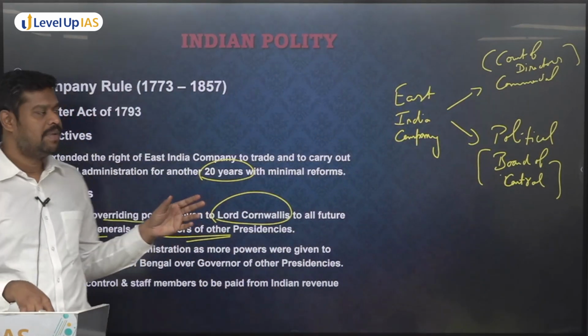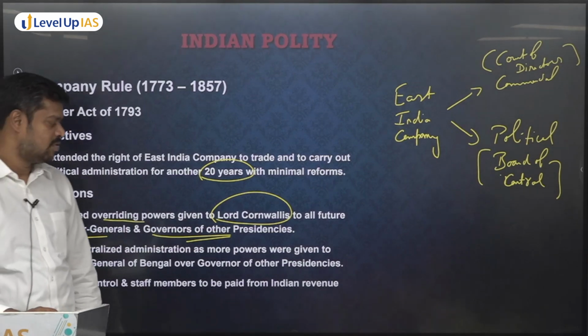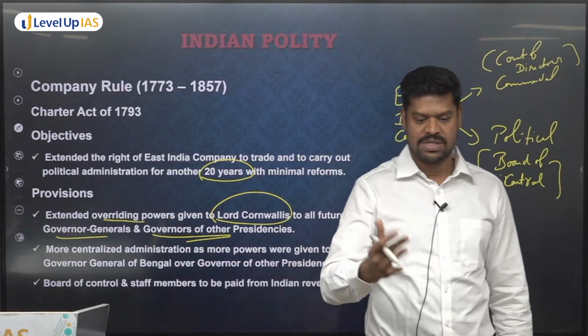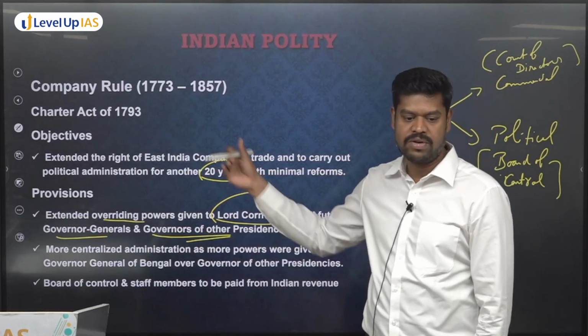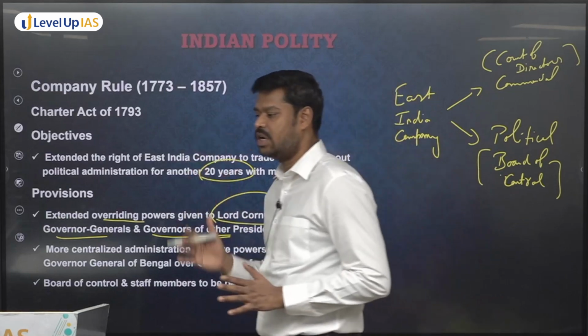Anyways, now coming back to the Charter Act of 1793. Whatever power was given to Cornwallis was given to the other governors also, in the other presidencies also. More centralized administration, as more powers were given to the Governor General of Bengal over the other governors in the presidencies. That means more and more power has been stripped from the governors, and more power is given to whom? The Governor General of Bengal. So the era of centralization continued.